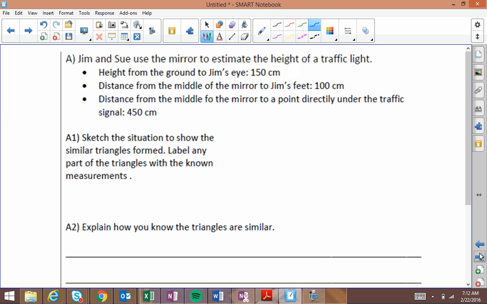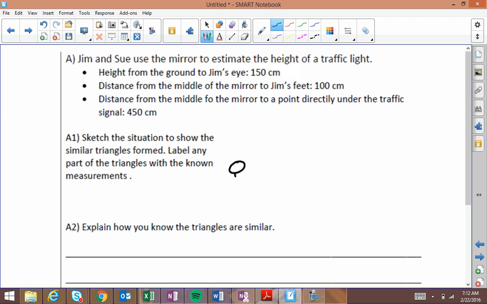Jim and Sue used the mirror method to estimate the height of a traffic light. We know the height from the ground to Jim's eyes is 150 centimeters. The distance from the middle of the mirror to Jim's feet is 100 centimeters. And the distance from the middle of the mirror to the point directly under the traffic signal is 450 centimeters. So let's go ahead and sketch this.